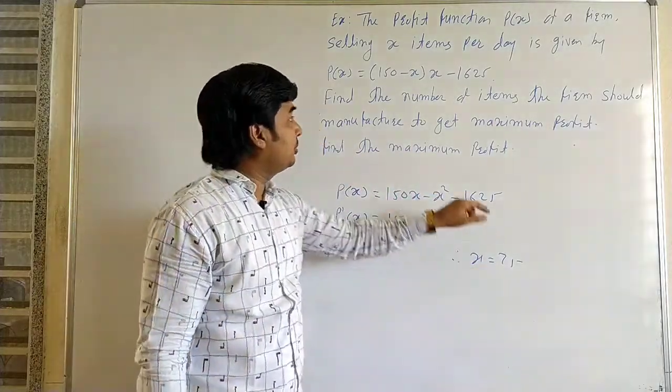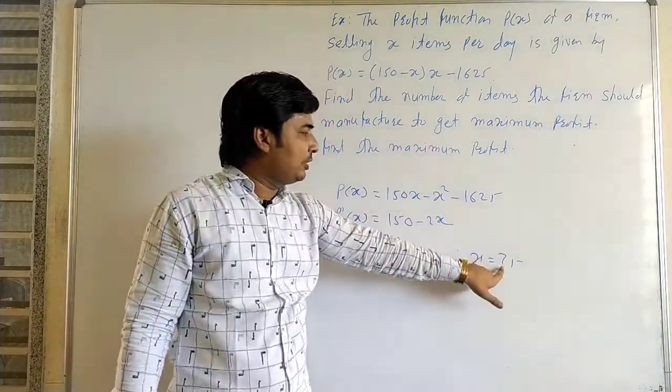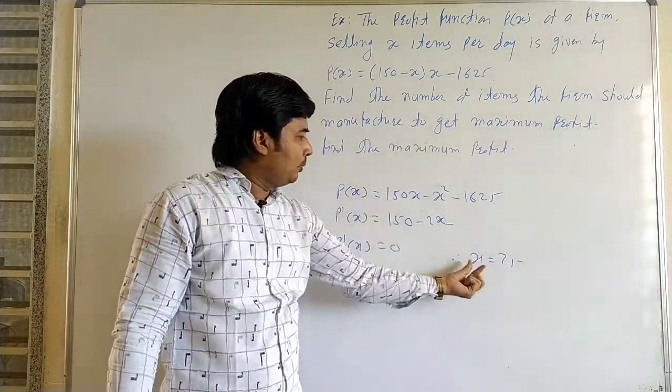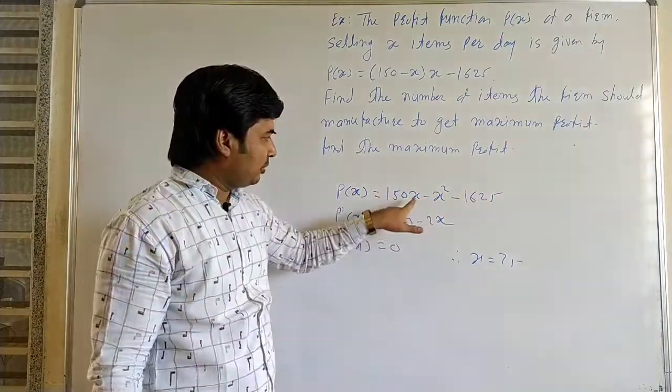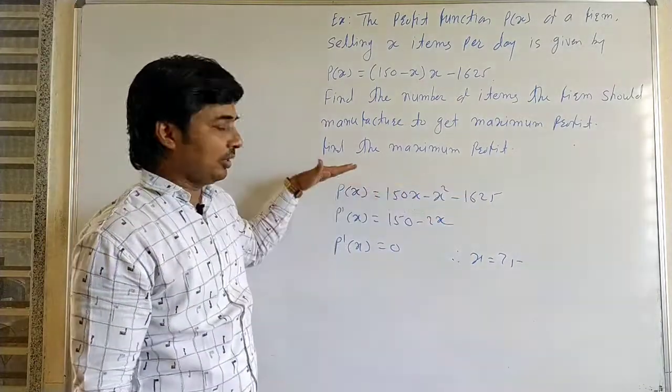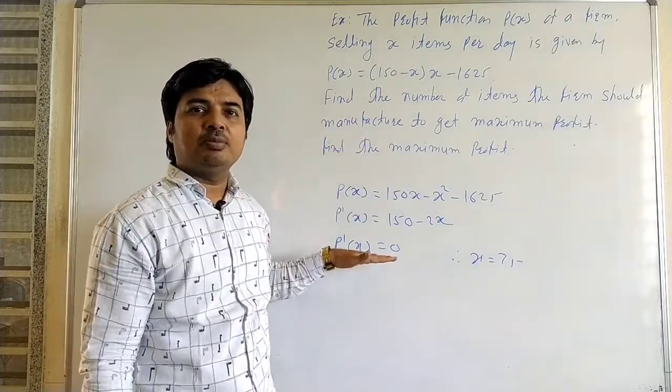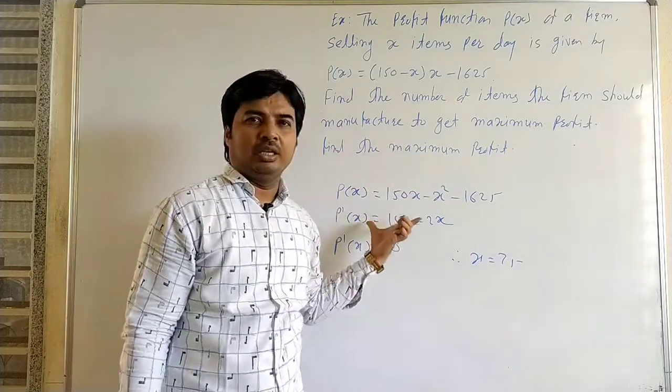Here x is equal to 75. That means the number of atoms is 75 and for the maximum profit, put 75 in this. That is the maximum value of the function. Put 75 in P of x, and then get the maximum profit. It is for the homework. Okay, next.